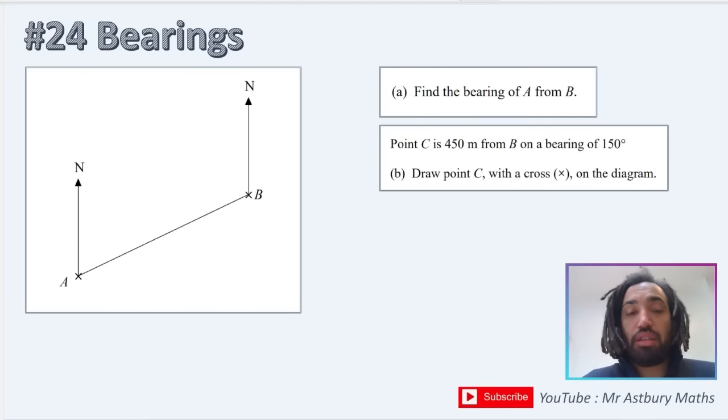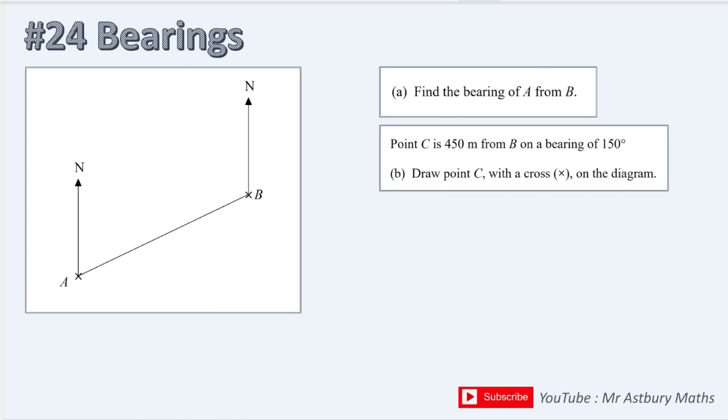Number 24, bearings. So bearings, there are three things that you need to remember. They are measured always from north, they're always measured clockwise, and they are always given in three figures. Okay, let's do this question. Find the bearing of A from B. Well, I need a protractor for this, and because it's from B, I need to go all the way around here. So I would measure this angle in here, and let's say for the purpose of this video, it's 120. Then the bearing is clockwise from north all the way around, so it's 360 minus 120, which will be 240.